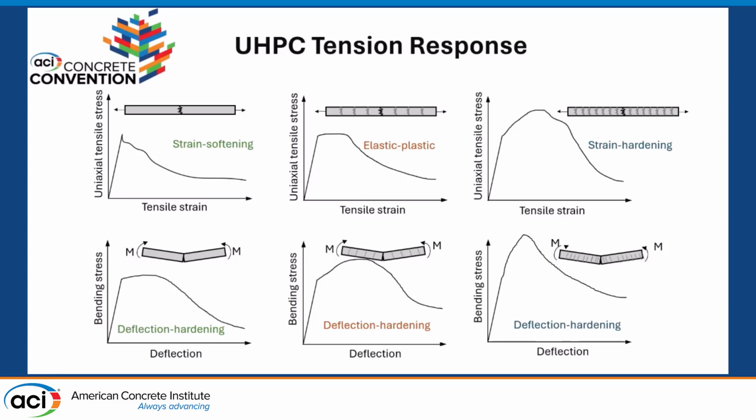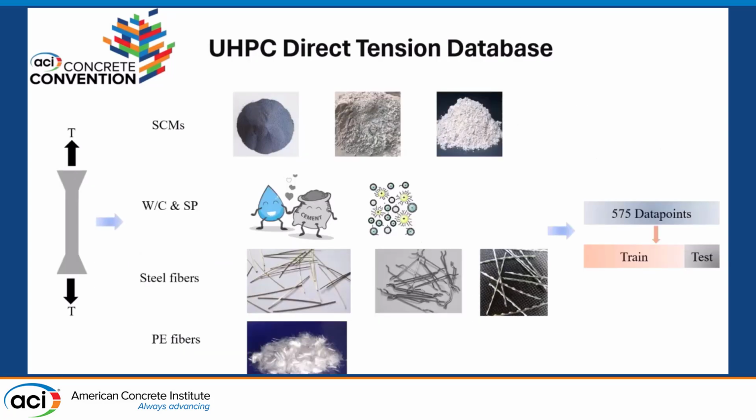The first one being, which tension test is the best to represent the tension state of UHPC members, and how to model this response. We found out from previous experimental studies that the direct tension test is the most accurate test to represent the tensile state in UHPC members. So we started looking at the factors which influence this direct tension behavior of UHPC.